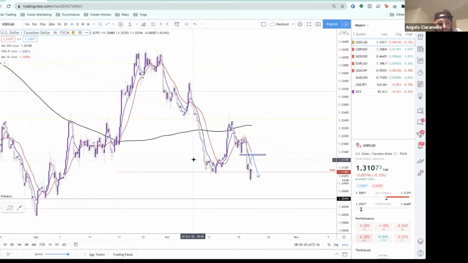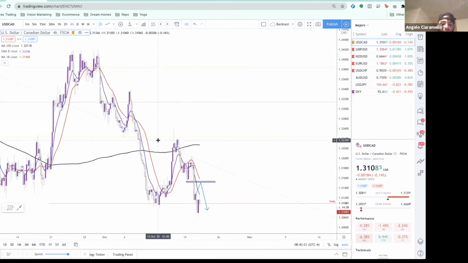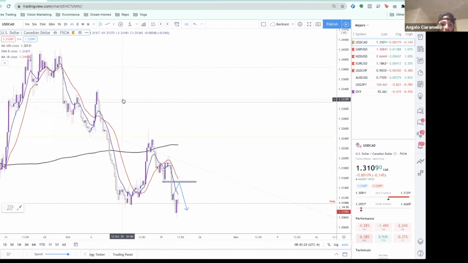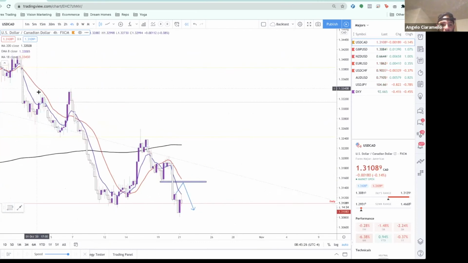Down to the 4 hour time frame right now, guys. So 4 hour time frame overall, I'm just going to zoom in a little bit, is bearish, lower low, lower high, lower low, lower high. Now look where we're at. We're just retesting this low right now, and we just got a bullish engulfing.